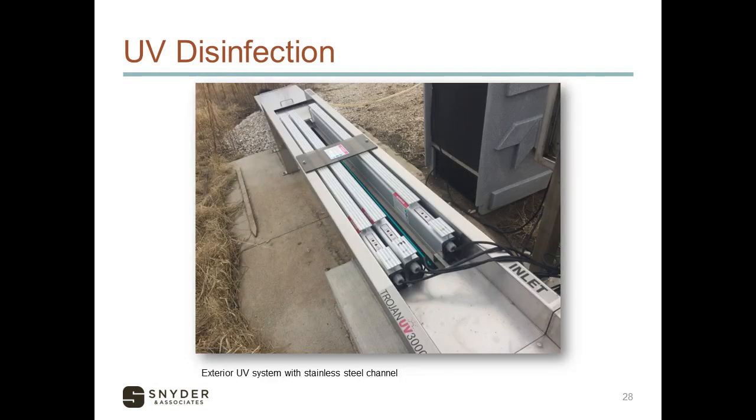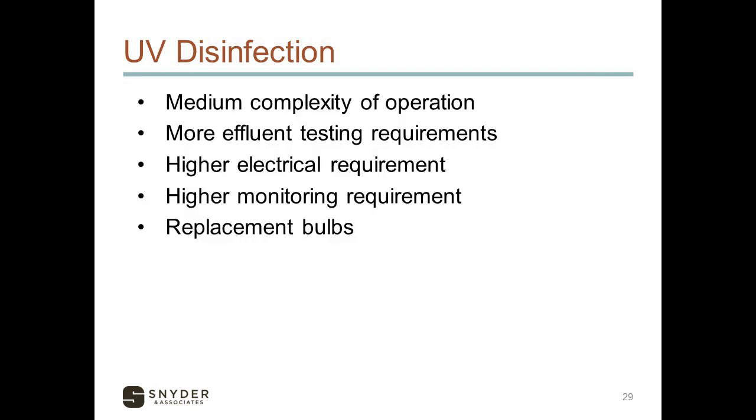A smaller system may be just a stainless steel channel that's outdoors, and it just sits on a pad adjacent to your other treatment. Here you can see the banks of lights as they hang down into the wastewater stream. There's a weir at the end of this to control the water level to keep the lights covered. Generally, they size the number of lights based on how long the flow time is through this channel. So that UV disinfection is medium level of complexity as well. It's not too hard to operate.